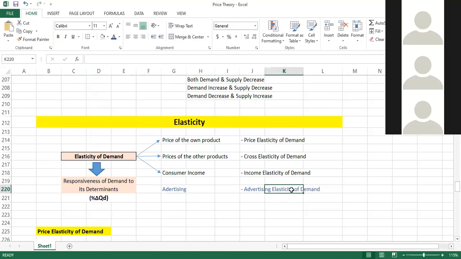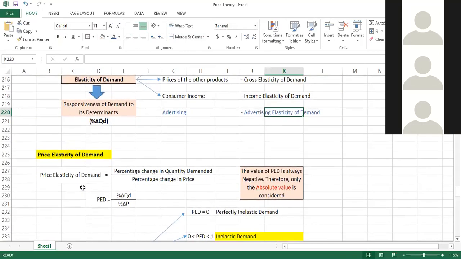Advertising elasticity of demand is not a completely different concept. The meaning is the same. What is the responsiveness of the quantity demanded with respect to the advertising expenditure? When the firm spends on advertising for a particular product, the quantity demanded may increase very significantly. For some products, the change in the quantity demanded may be very, very low. Then there is no point of spending on that type of advertising for that type of product. That's why it is important.